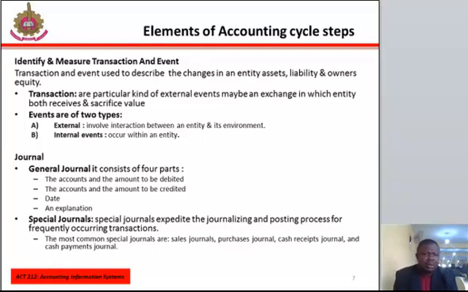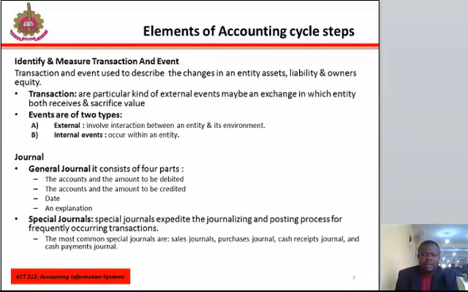Another element of the accounting cycle steps is the journal, and under the journal we have the general ledger. It is the collection of all assets, liability, stockholders' equity, revenue, and expenses accounts. The journal is the book of original entry where transactions and selected other events are initially recorded.